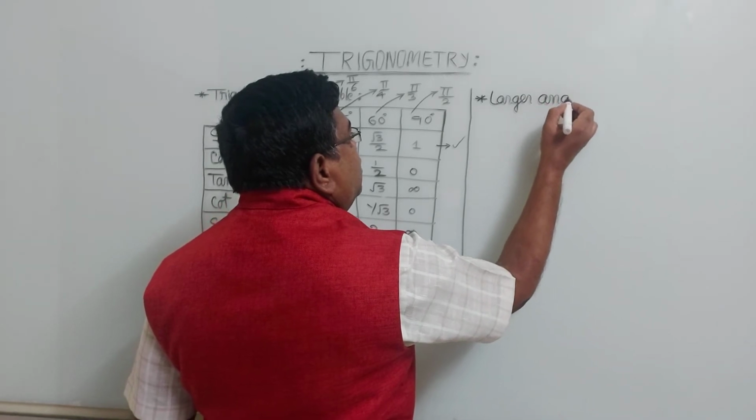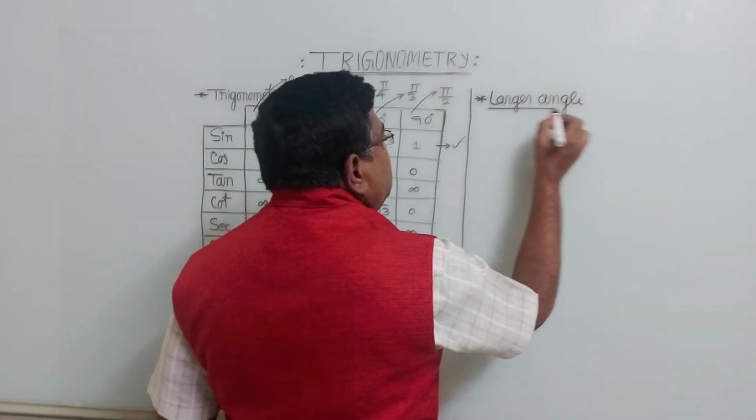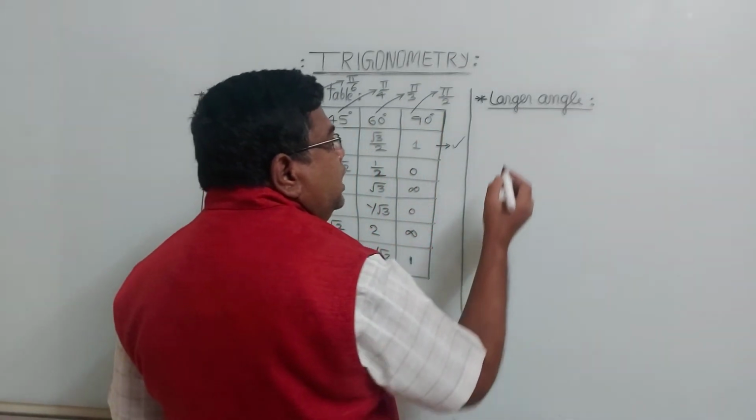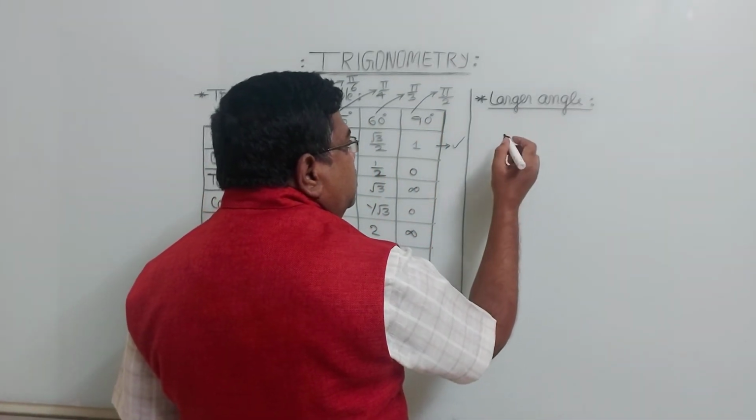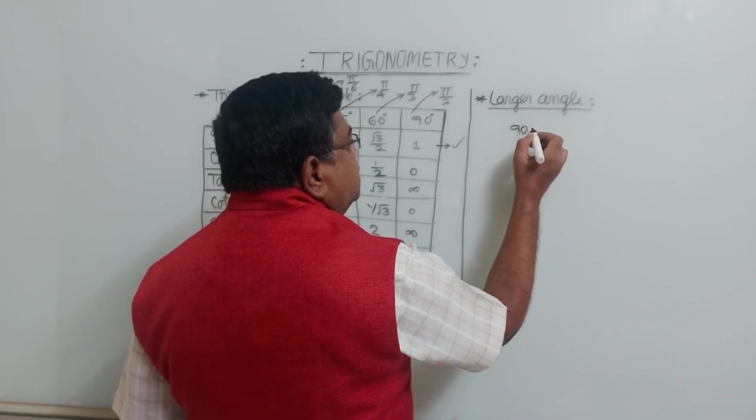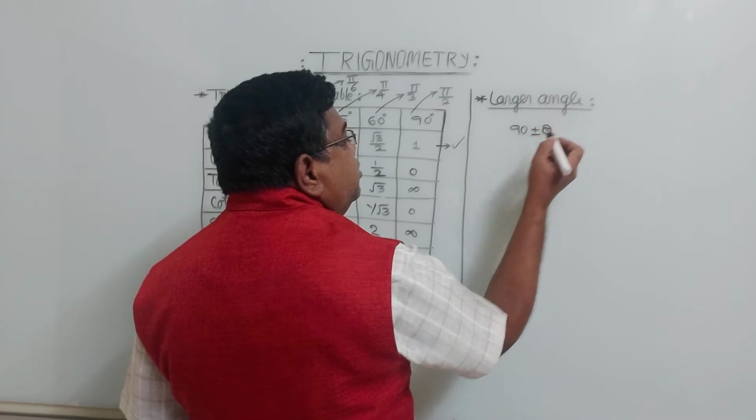Larger angle is given. How can we calculate? Okay, larger angle is given. Now see here, how can you calculate when a larger angle is given? That larger angle can be split into 90 plus theta or 90 minus theta.